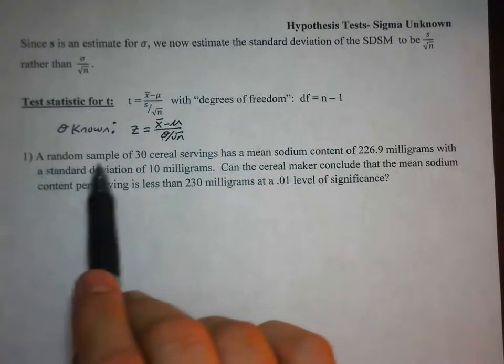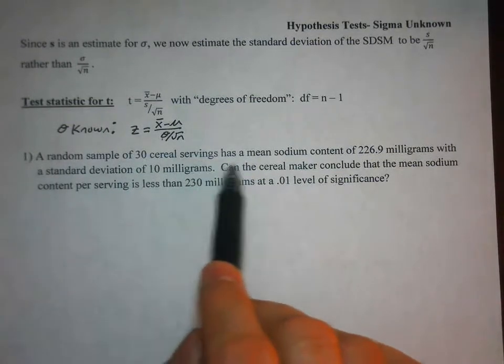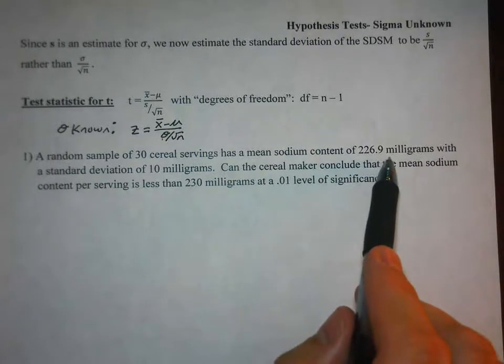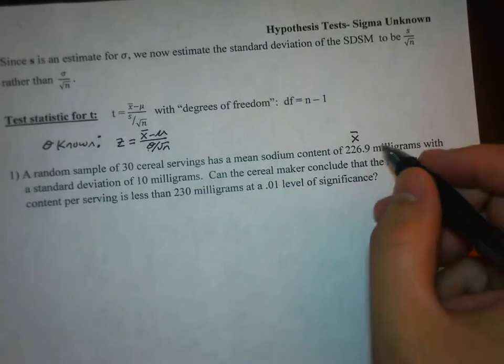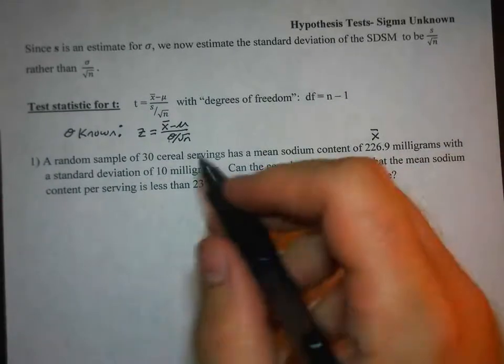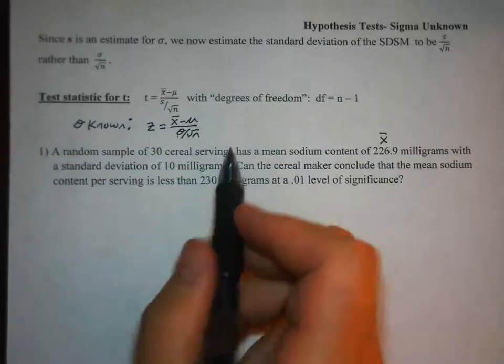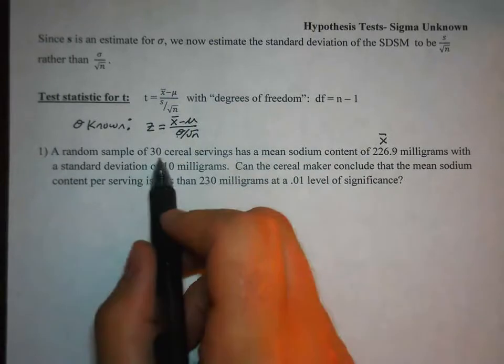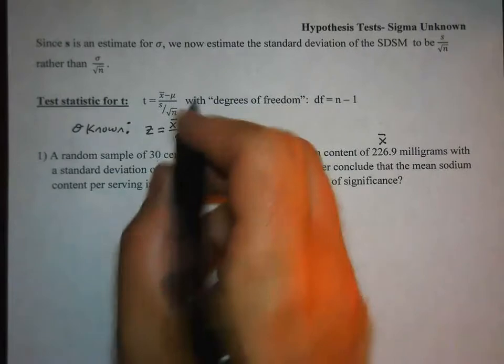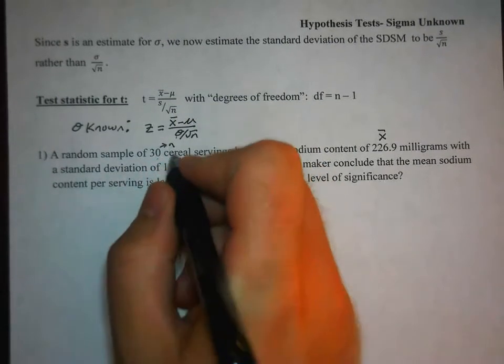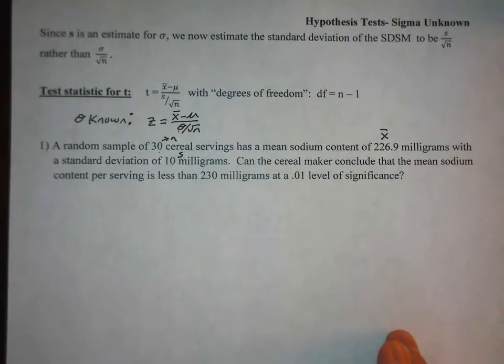Okay, so number one, we have a sample of 30 cereal servings, a mean sodium content of 226.9 milligrams, with a standard deviation of 10. So when you read this, those statistics are coming from the sample. So 10 is S, and 30 is your n value, your sample size.